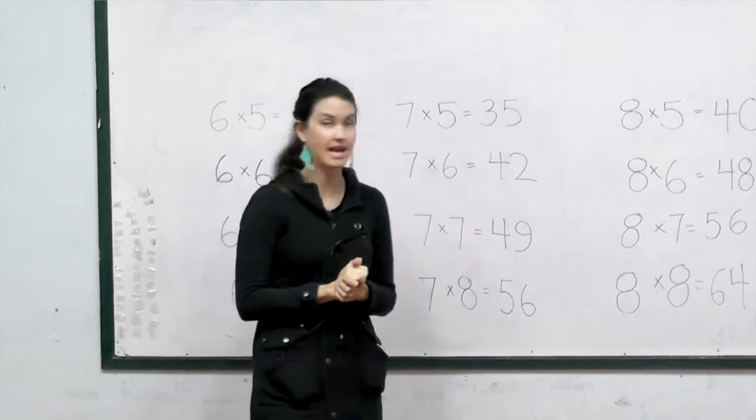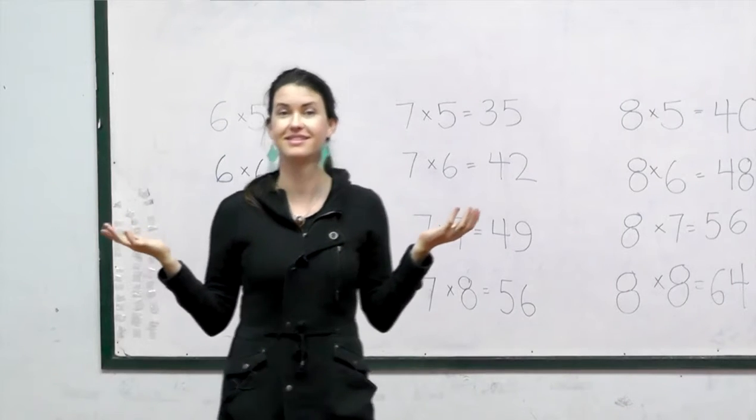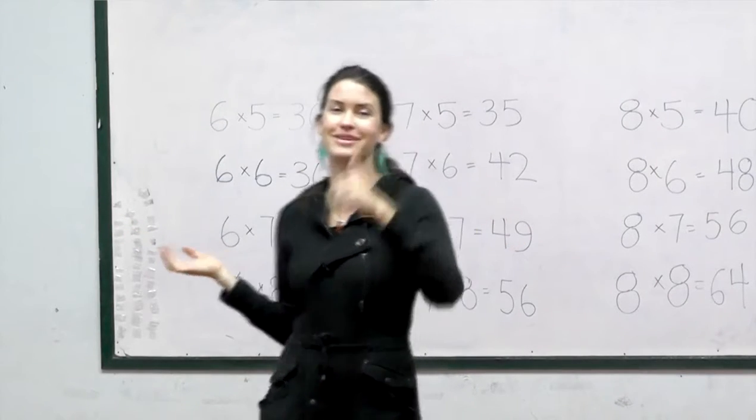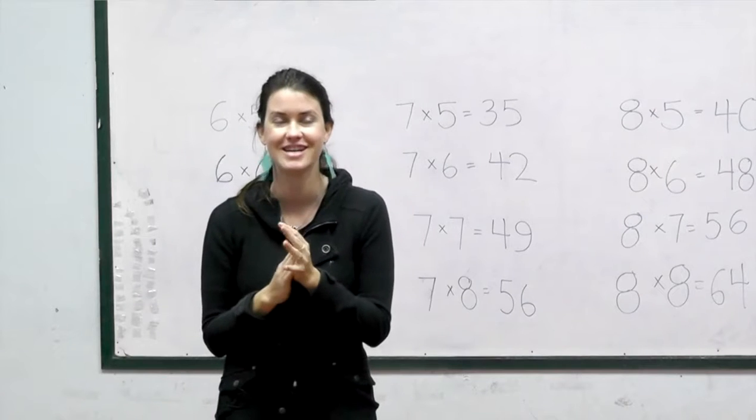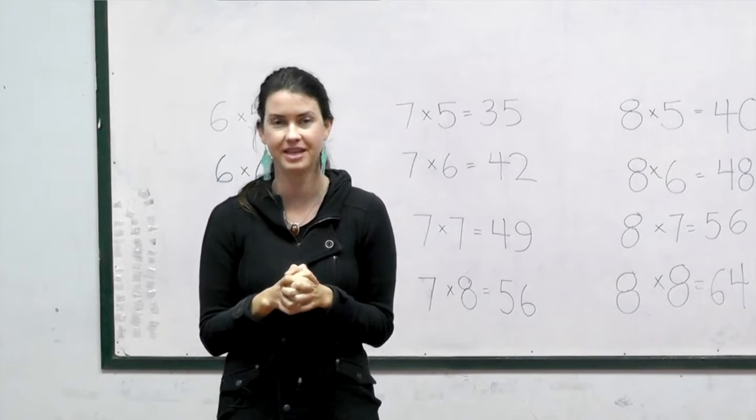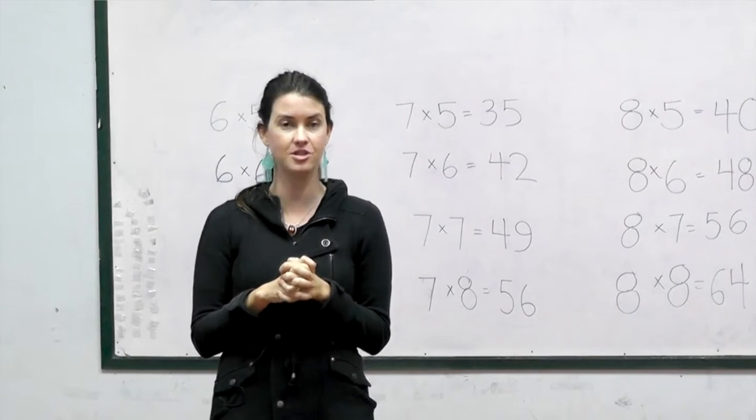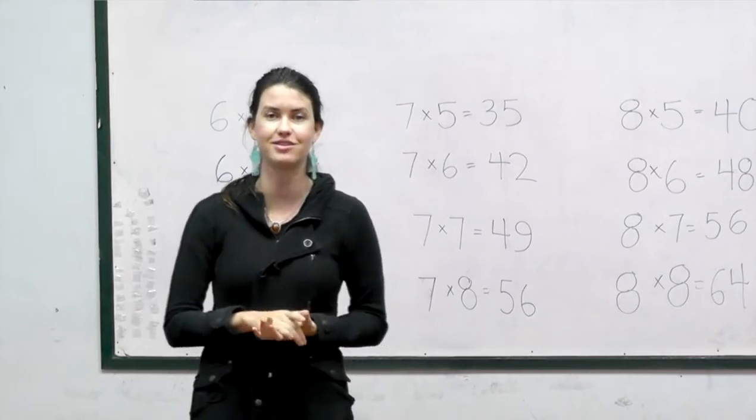Okay. 9 times 8. What's 9 times 8? 72. Great work, my friends. Those are easy for us. So we're going to move on to our PowerPoint and see how we multiply some larger numbers and we have to carry our answers over.